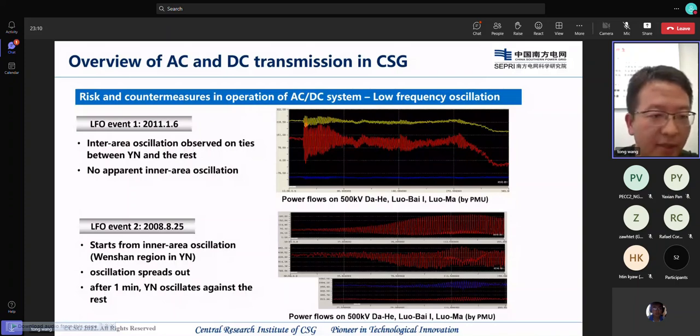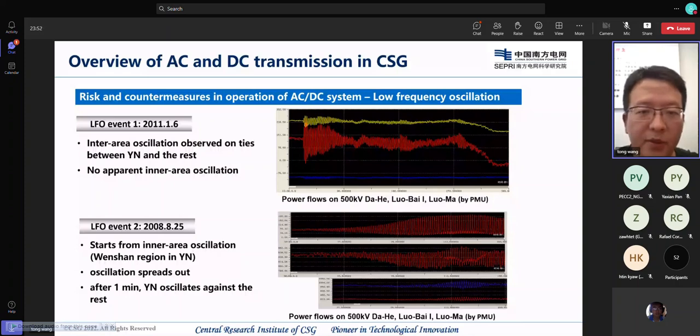For the second one, the first one is inter-area oscillation from the Yunnan and the rest, but there's no apparent for the inner. And the second one is really interesting. It's from the inner area oscillation. Like there is a generator that oscillates within the Yunnan power grid, but then it shows that it spreads, and it leads to our whole system instability oscillation.